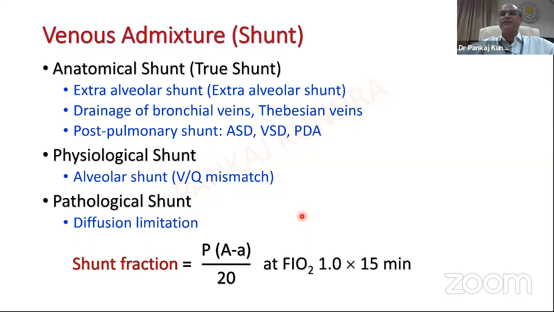So this is a simple way of calculating the shunt fraction, and it should be less than 10%. If it is more than 10%, going up to 15 or 16, you can correct it by increasing the FiO2. But if it goes beyond 20%, then the patients require other maneuvers and you have to think of other things, because it will not be corrected further by increasing the FiO2.